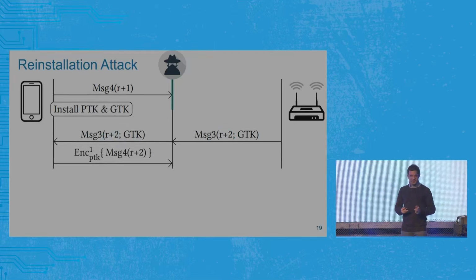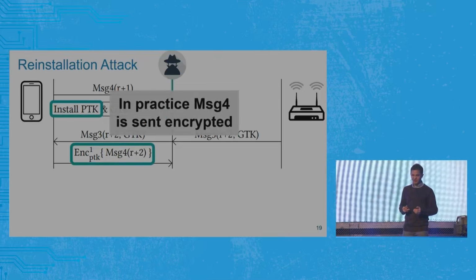Now, there's a bit of interesting behavior when the client sends this message 4, and that's that this handshake message is now encrypted under the session key. Now, the standard normally says that message 4 should always be sent in plain text, but every implementation we tested will send this in an encrypted fashion, and we will rely on this later on in the attack. And this actually makes a bit of sense, because these handshake messages are normal data frames, and the client already installed the encryption key.